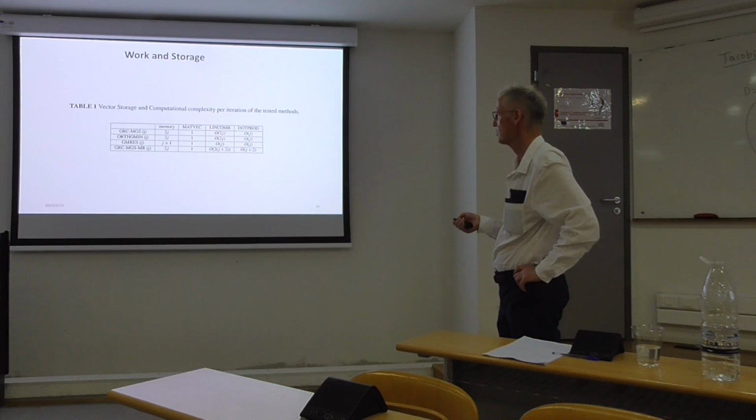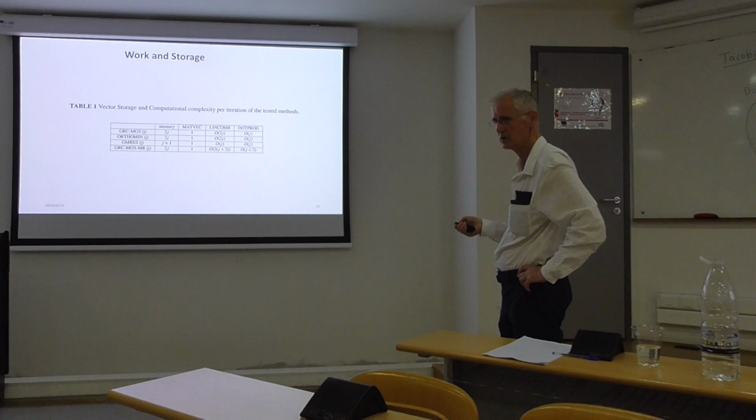And the linear combinations are order 2j, order 2j plus 2. And dot products are order j. They're full vectors. Yes, MATVEC is matrix vector multiplication. It's one per algorithm iteration, yes, per outer loop iteration. We don't want to do more.